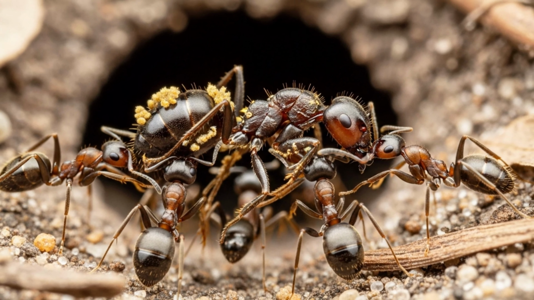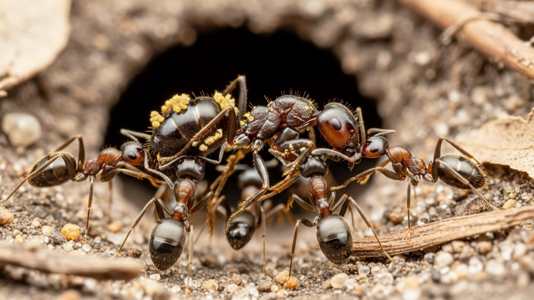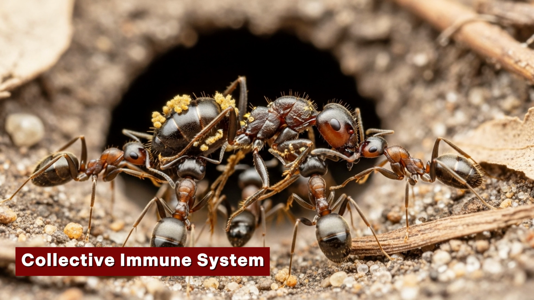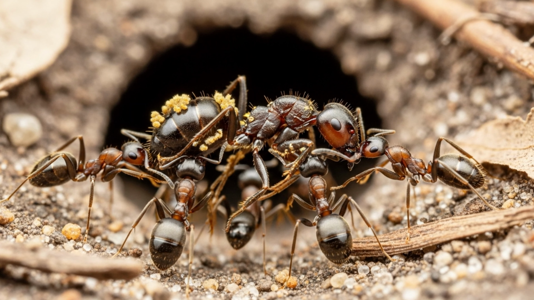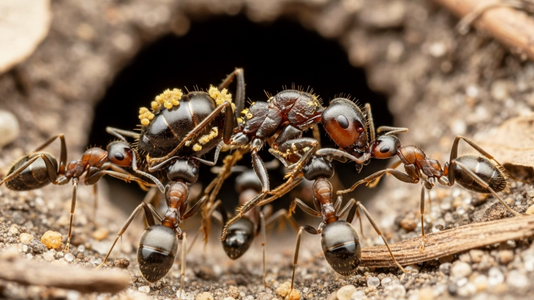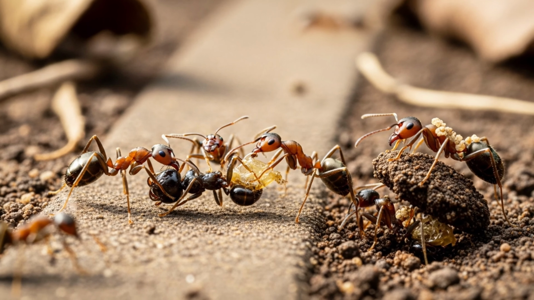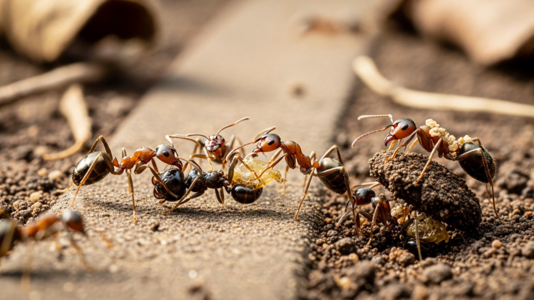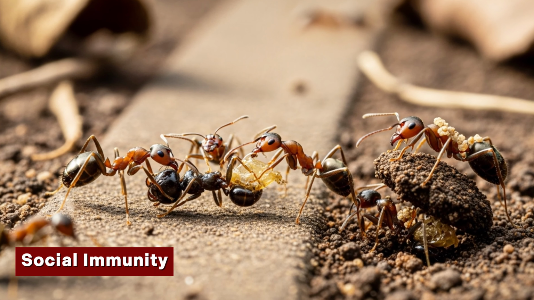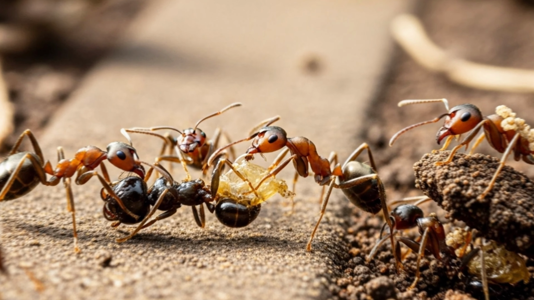Ant colonies aren't defenseless. Healthy ants have evolved a collective immune system. When they detect a sick member, often by scent, they carry it far away from the colony. Sometimes they even kill infected ants to protect the rest. This behavior, known as social immunity, helps contain the fungus's spread.